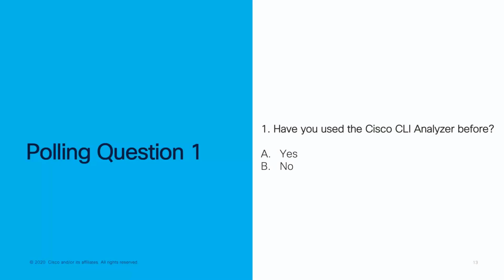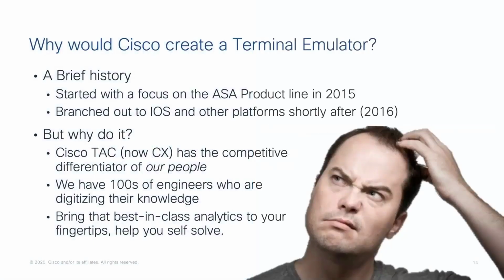Well, Nick, let's go on to the next slide. Obviously, CLI Analyzer, what really is this? It's a terminal emulator. It's a client. It's an SSH client you can download and use to manage your devices. But the big question becomes, why would Cisco do this? Seems kind of strange to get into the realm of creating a terminal emulator. What's the value add here?